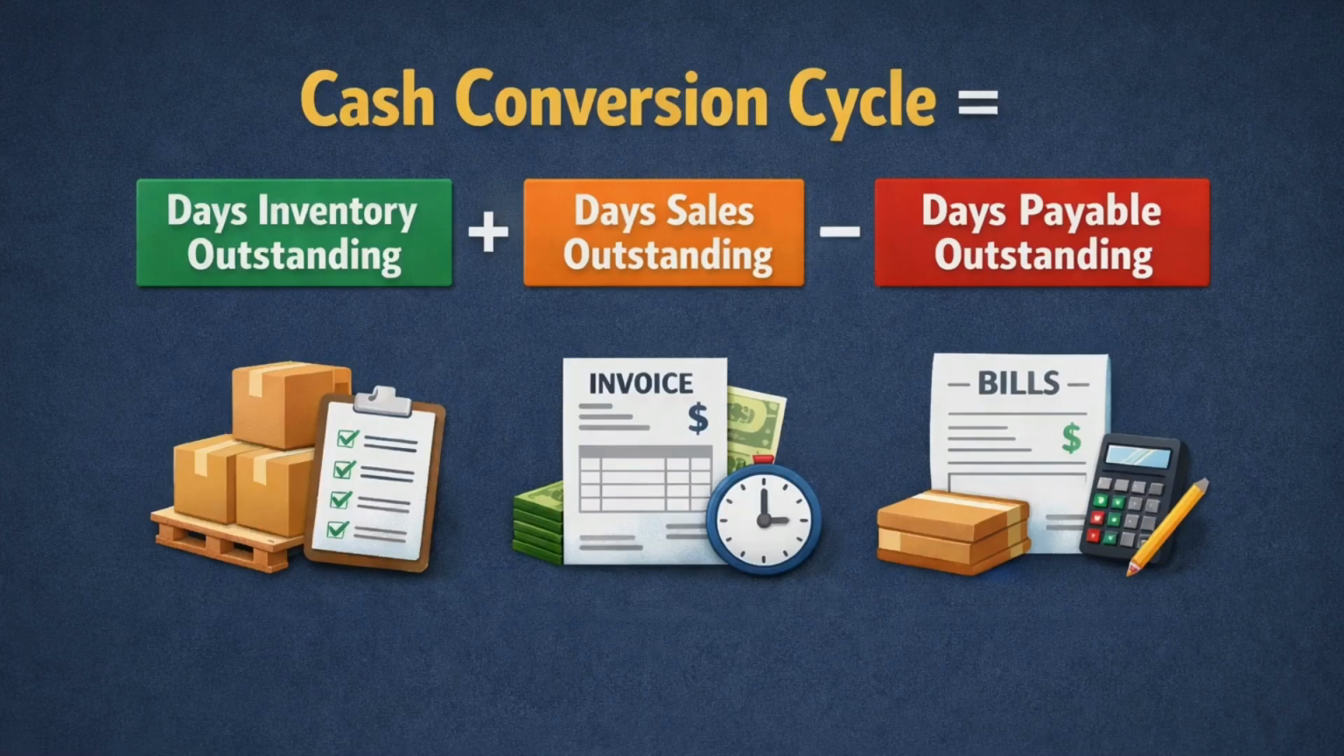Let's do the full equation. To calculate the cash conversion cycle, I'm going to take the days inventory outstanding plus the days sales outstanding minus the days payable outstanding. Let's again simplify. How long does inventory sit? How long before you get paid? Minus how long you take to pay your suppliers. That final number, the cash conversion cycle, represents how long your cash gets tied up in a number of days.